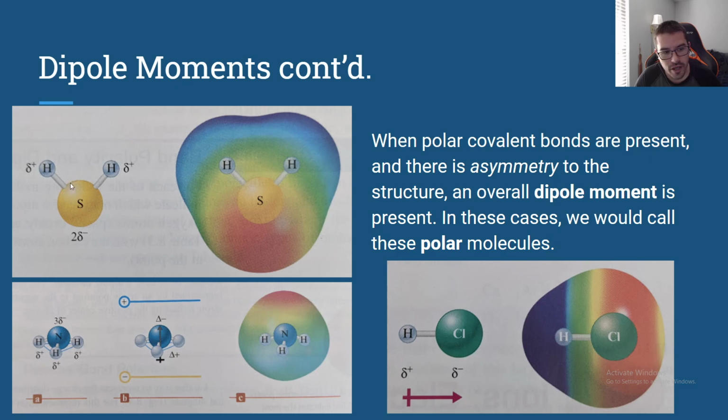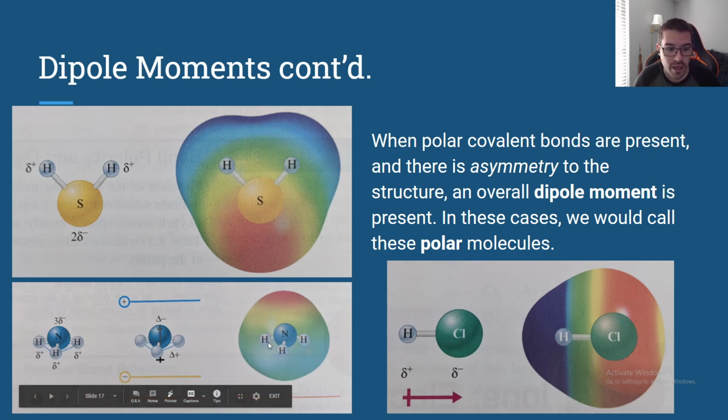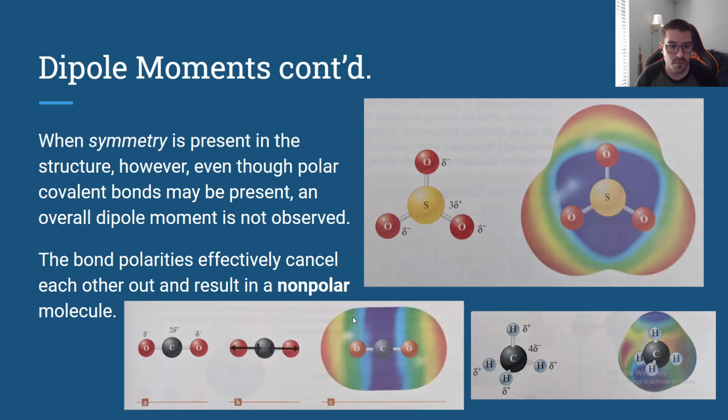Okay, let's look at H2S. All right, if H2S was linear, then I wouldn't have been able to draw that line of asymmetry, right? Same thing goes for ammonia. If ammonia had been trigonal planar, I would not be able to draw that line of asymmetry, okay. This is what I'm talking about, okay?